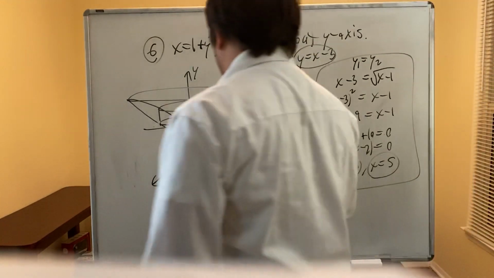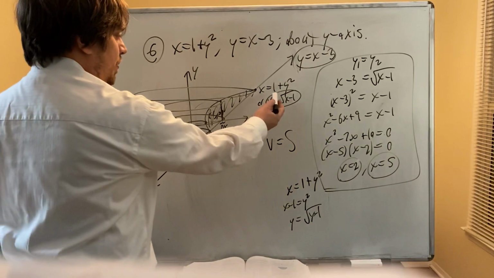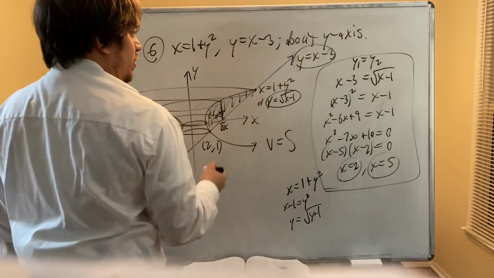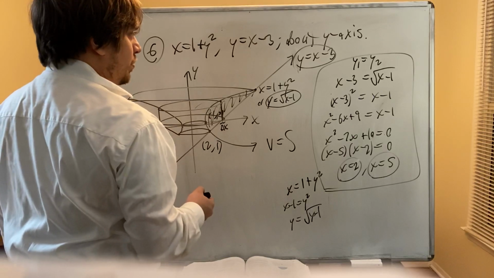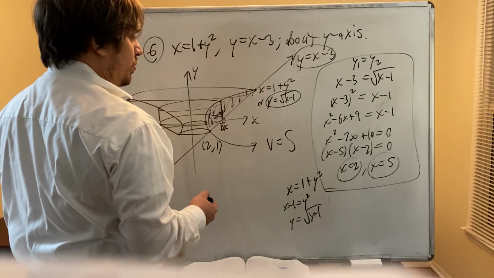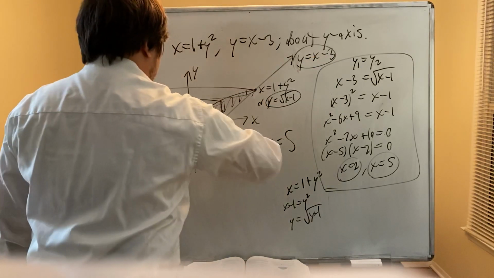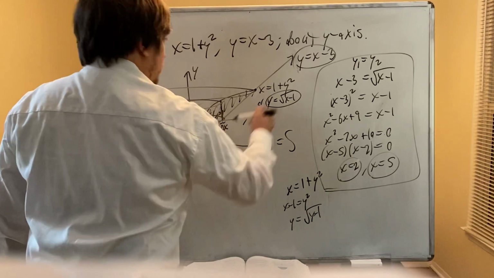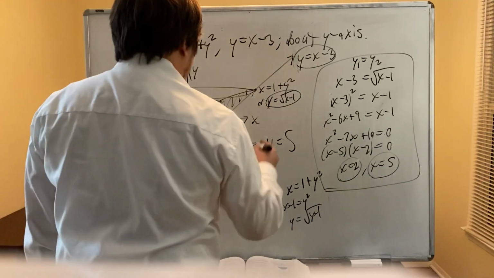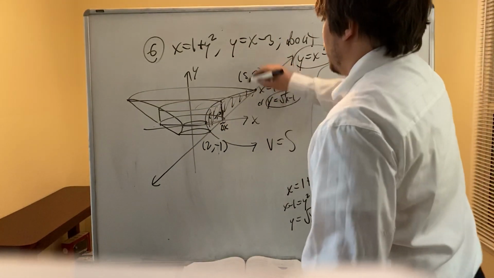Okay, so we see the intersection points when x equals 2 or x equals 5. And so when x is 2, y is negative 1. Okay, and then when x is 5, 5 minus 3 is 2, so the point is 5 comma 2.